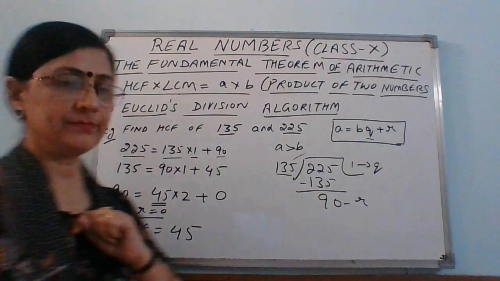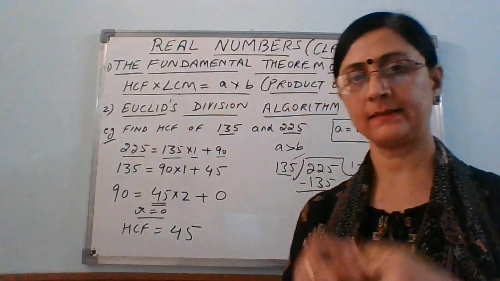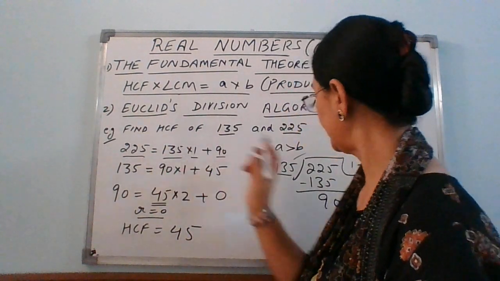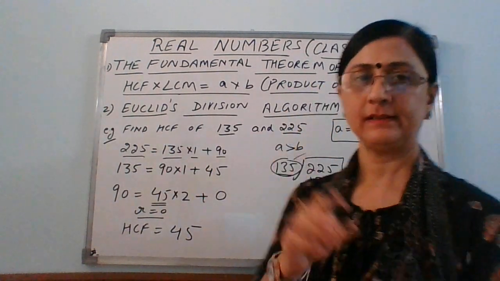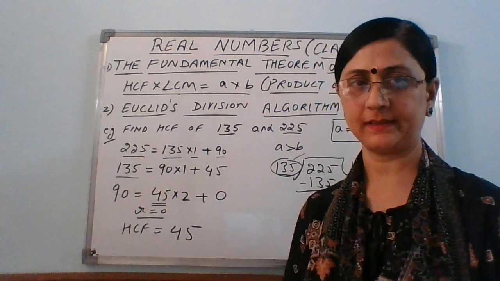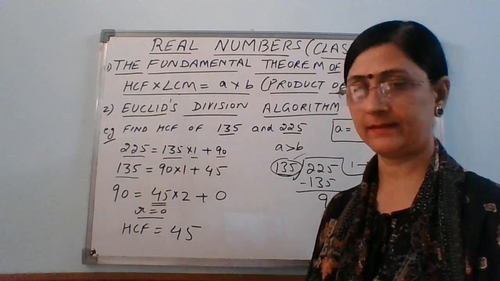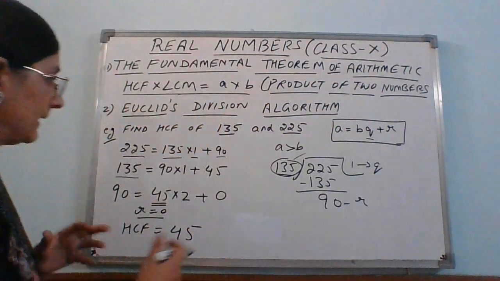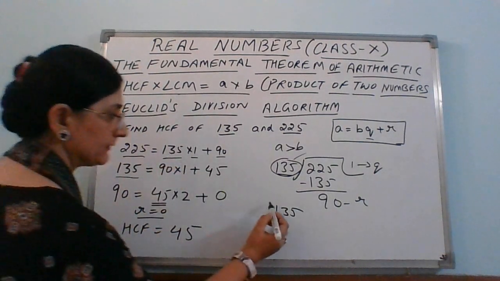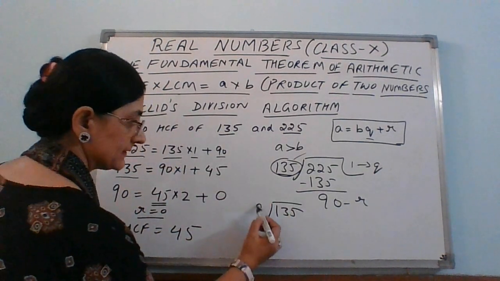Okay. So now the first step is clear. Again in the second step, what do you have to do? What you had as the divisor here, now it becomes the dividend. Now you have to divide this, divide by what? By the remainder, right? So whatever the answer comes, now what do you have to do? You have to divide 135, which will be here, again by 90.